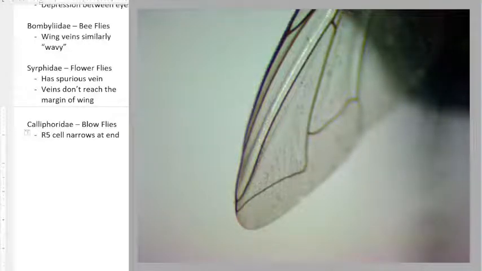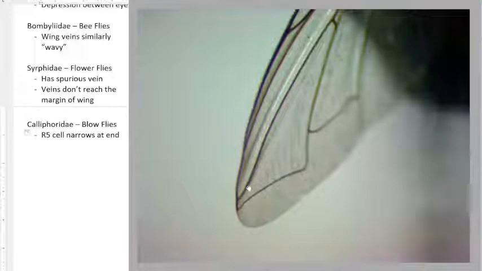All right, so this is the wing of our blowfly, and this is R5, the R5 cell. And so you can see right here, this is the cell that the R5 vein makes, and at the end it narrows. If we were to draw this cell out, you can see that it doesn't end way out here at the end of the wing, right? If it did, it would enclose the end and it would be a deer fly, right? But instead, it comes all the way up here and it narrows at the end, and it tells me that it's a califlorid.